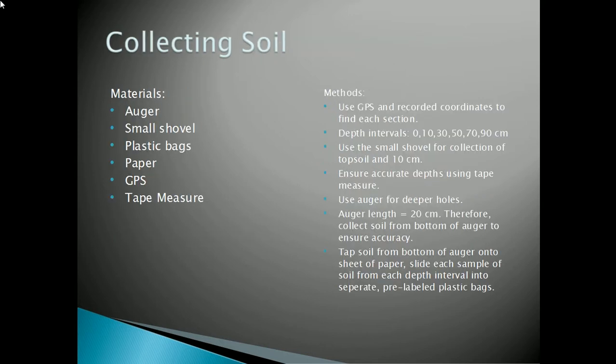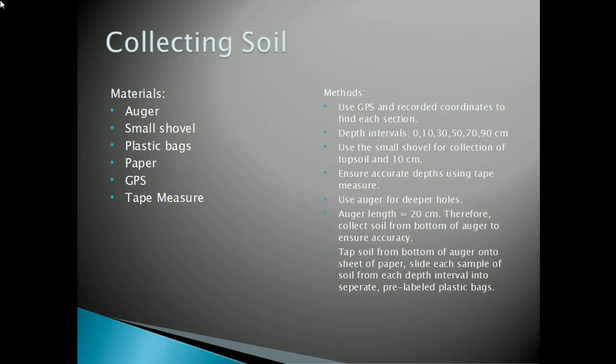For collecting soil, we need 6 materials: an auger, small shovel, plastic bags, paper, GPS, and tape measure. First, use the GPS and recorded coordinates to find each section. Then, we dig in depths and intervals: 0, 10, 30, 50, 70, and finally 90 centimeters. But use the small shovel for collection of topsoil and 10 centimeters. Ensure accurate depths using a tape measure.